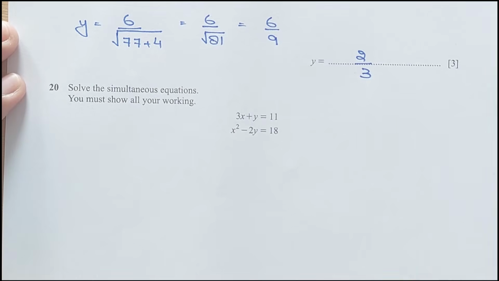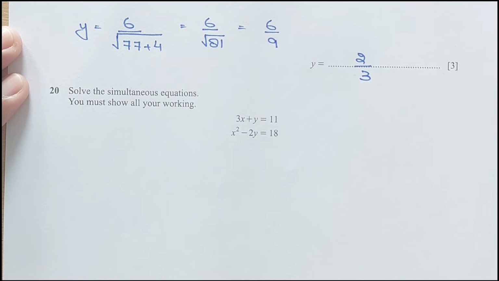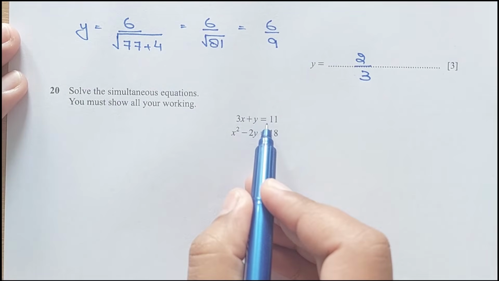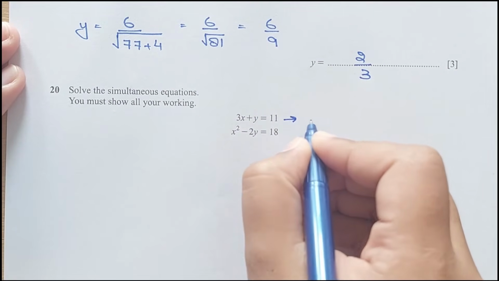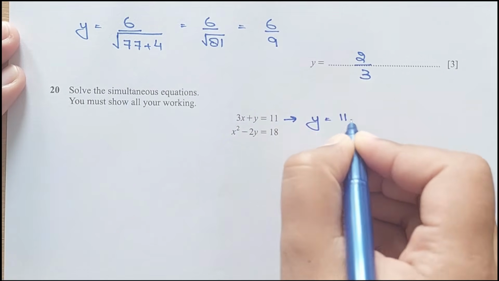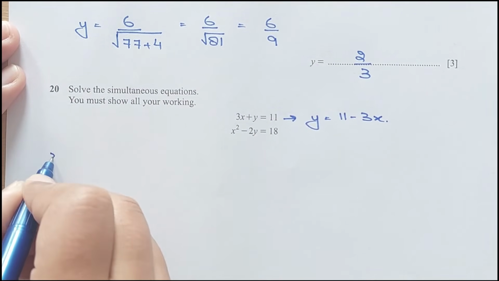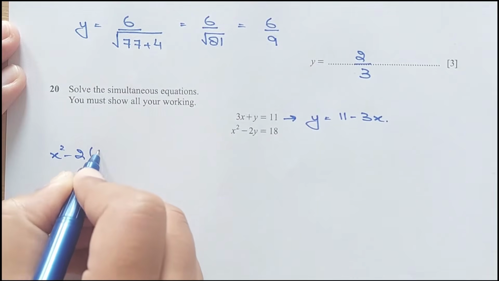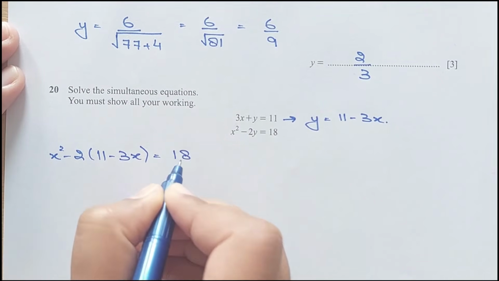Now for question number 20, solve the simultaneous equations. You must show all the working. So let me simplify this. Let me take the solving for x or y from the first equation. So y equals 11 minus 3x. Let me substitute this into the second equation. So x squared minus 2 times y, which is 11 minus 3x, equals 18.